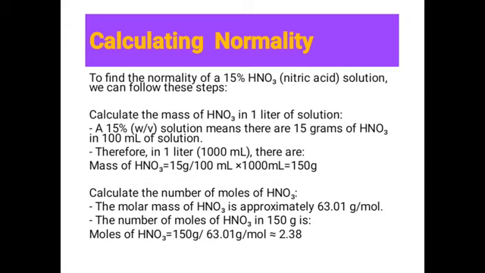If we say you have a 15% weight per volume solution, it means that we have a 15% HNO3. What we are saying is that we have 15 grams of HNO3 in 100 ml of solution. So whenever you see 15% HNO3 solution, it means that we have 15 gram in 100 ml of solution. Hence, in 1 liter, that is 1000 ml, we are going to have the mass of HNO3 equal to 15 over 100 times 1000.